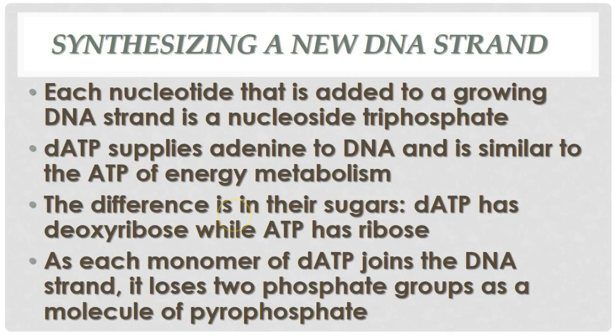Still very fast. The nucleotides that are added are called nucleoside triphosphates, kind of like adenosine triphosphate, an RNA nucleotide with a couple of extra phosphates on it. So the sugars are different. The dATP has deoxyribose instead of ATP having ribose. And so each one of those is going to join the strand. It's going to lose 2 of those phosphate groups as a molecule of pyrophosphate.